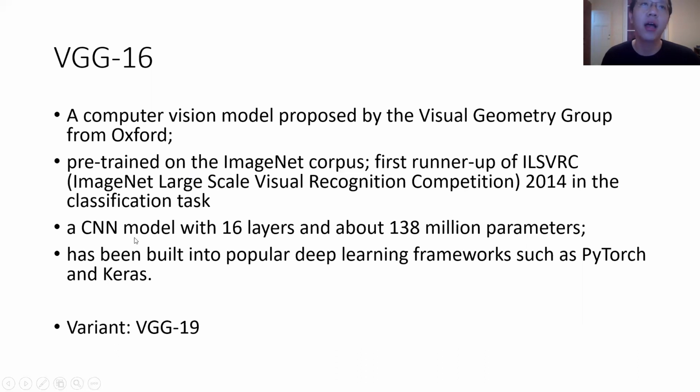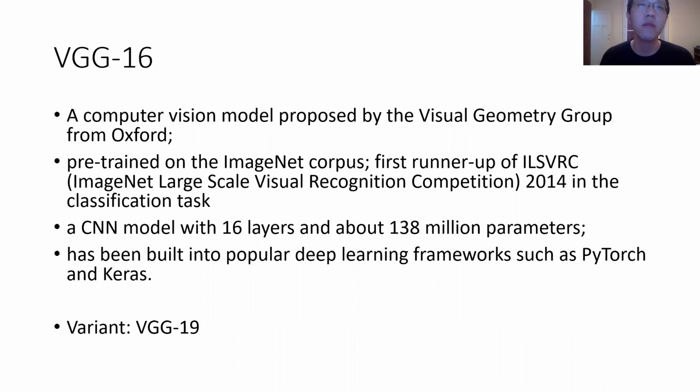And it is a CNN model. I believe that previously in Fula's tutorials, she told you about how CNNs are ideally suited for computer vision tasks. And the 16 here means that it has 16 layers and about 138 million parameters. This model is so classic that it has been built into popular deep learning frameworks such as PyTorch and Keras. So you can basically import these models with a few lines of code. It also has a relatively popular variant called VGG19, which means it has 19 layers. I'm not going to expand on that here. So this model is somewhat classic.